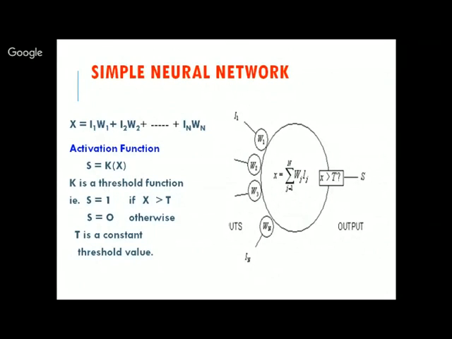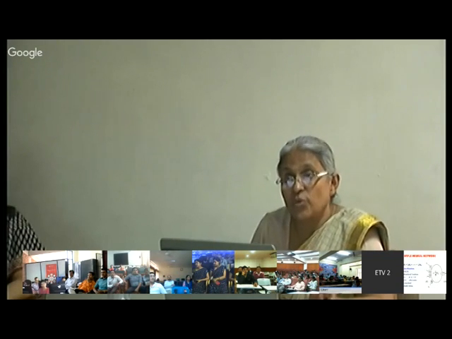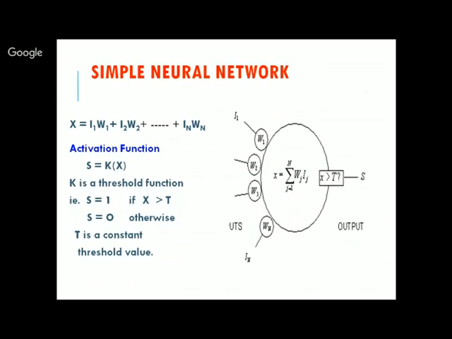That output X is then applied to an activation function. Here it is known as a threshold function. We compare X to a threshold value T. If X is greater than T, then the output S will be 1. If not, it will be 0. So T is the threshold value. But it is not the case that every neural network will take a decision with a threshold value, where above it is 1 and below it is 0. In some cases it can be a gradual transition.